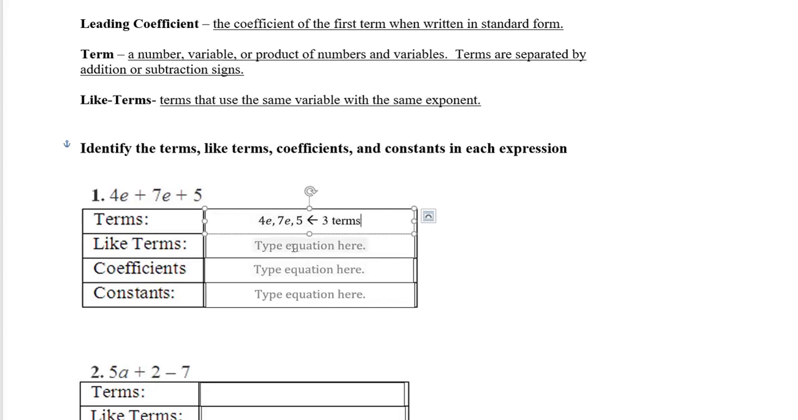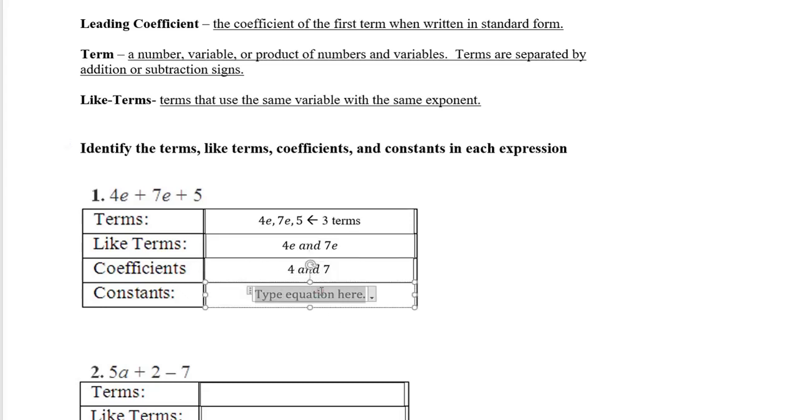Cool. All right, next one, like terms. Which of these are alike? Again, read your definition. Like terms use the same variable with the same exponent, so they are alike. They are like each other. Good. 4e and 7e are like terms. What about coefficients? We've talked about this word coefficient. Coefficient, co-worker. We work together, so we work with the variable. So that'd be 4 and 7.